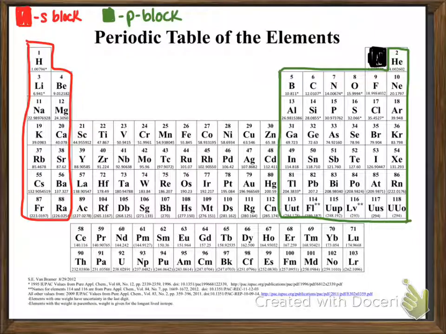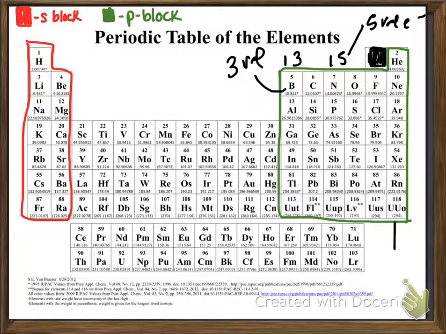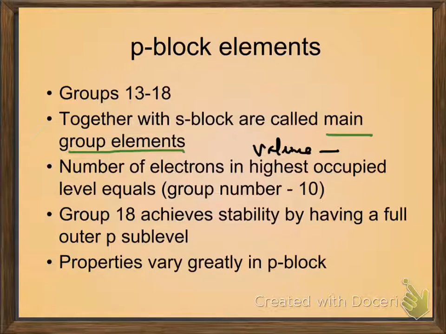So what does that mean? Well, for group 13, they have 13 minus 10, 3 valence electrons. Group 15 has 5 valence electrons. Oh yeah, that would mean group 18. Group 18 would have 8 valence electrons. Yeah, we've been talking about that whole octet rule. That's handy. You know that group 18, the noble gases, are stable because they have a full outer S and P sublevel.